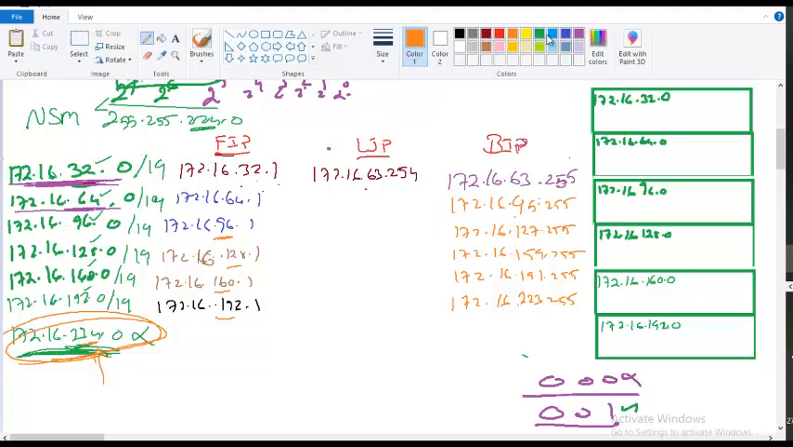Let's fill the last IP. The last IP will be, I'll just write 172.16.95.254, 127.254, 159.254, 191.254, 223.254. Oh, writing is always bad.